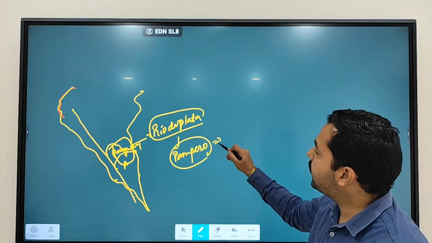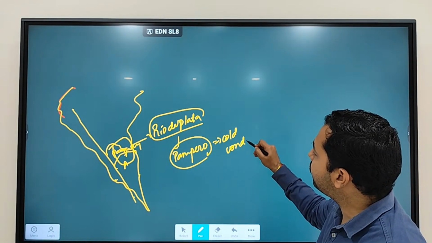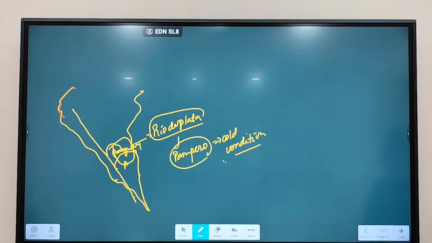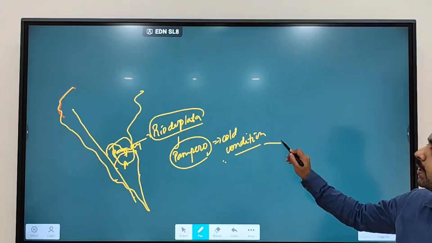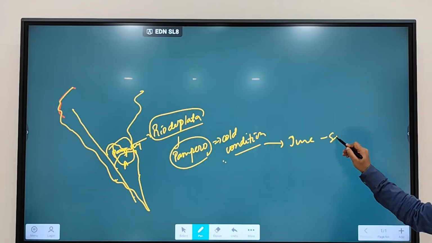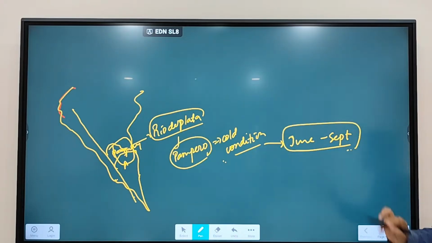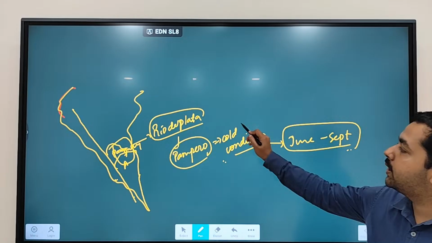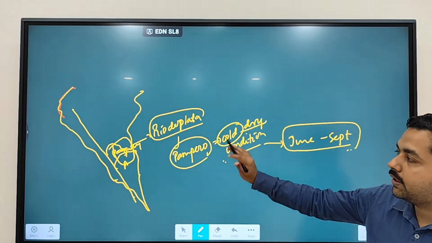It is a colder wind. When there is a cold condition in the southern hemisphere, winter solstice is with regard to the northern hemisphere. The colder condition is going to be, yeah, summer solstice. When the northern hemisphere is facing summer, then the southern hemisphere will face winter conditions. So generally this Pampero blows between June and September. It generally blows in these months. Clear? And it is a colder, drier wind.